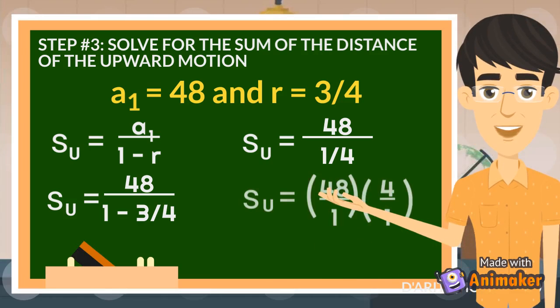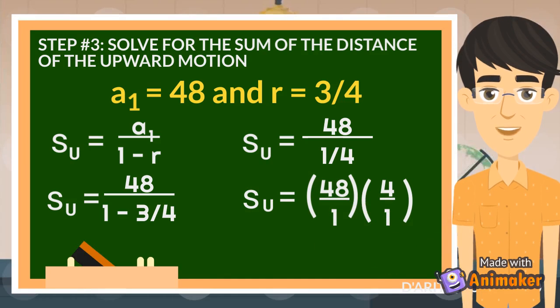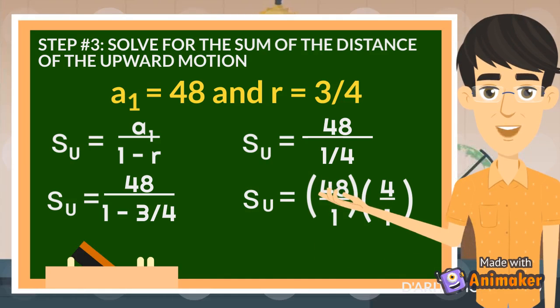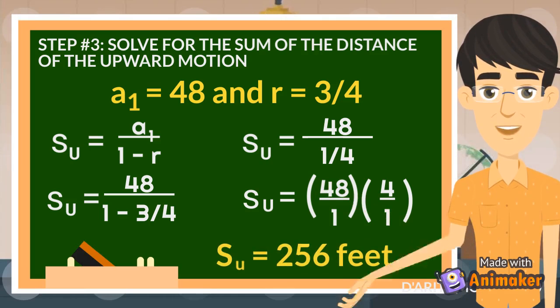Next, we will multiply 48 by the reciprocal of our denominator. We have now, S sub u equals quantity 48 over 1, times quantity 4 over 1. This gives us the product of 192. Therefore, the sum of the distance of upward motion is 192 feet.